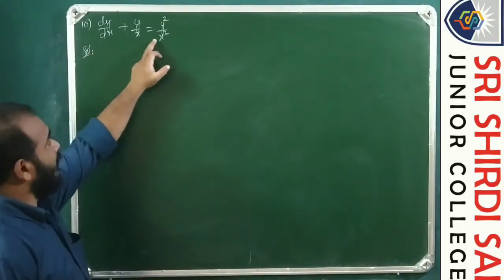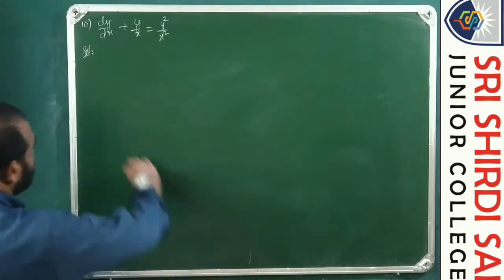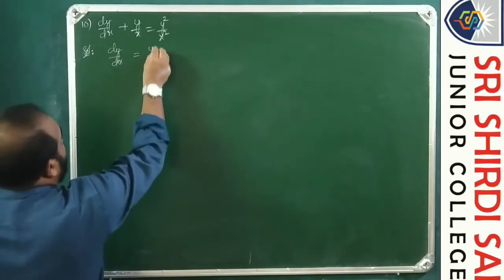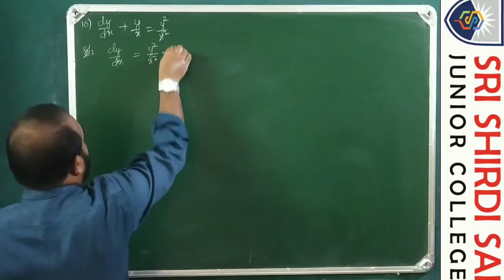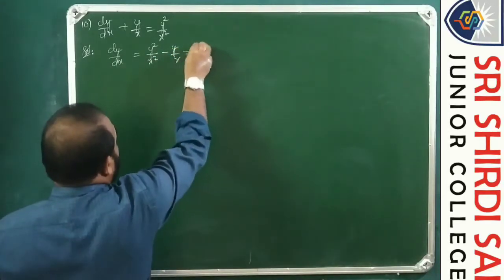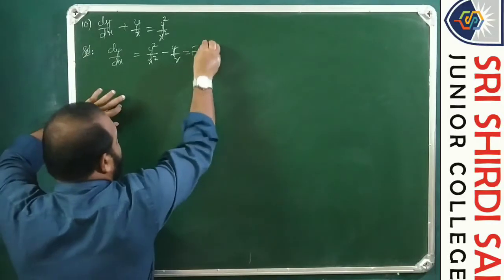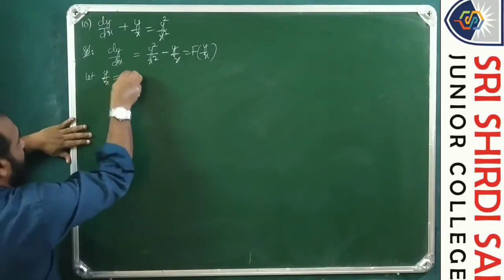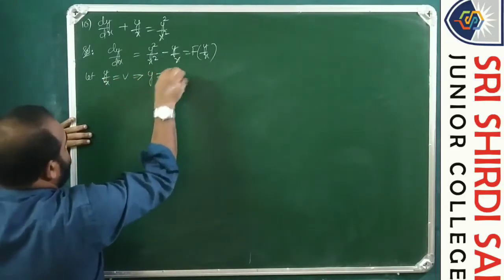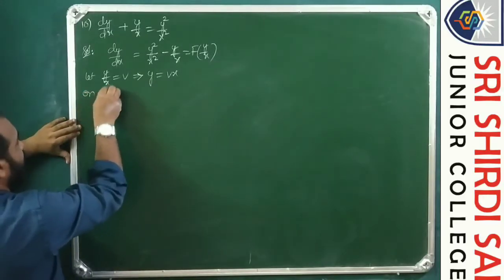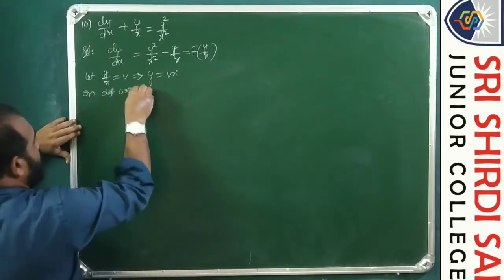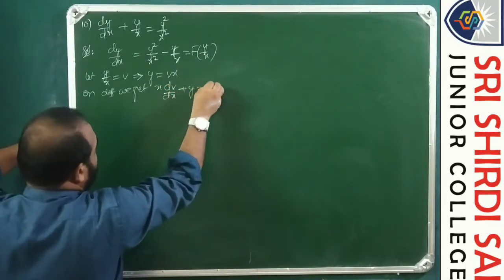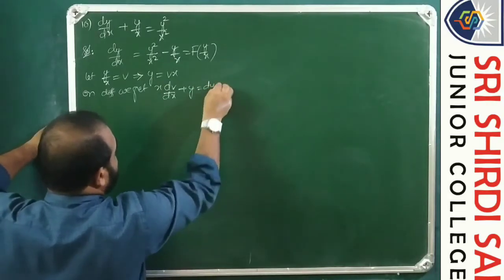Next question: dy by dx plus y by x equals to y square by x square. This is equals to dy by dx is y square by x square minus y by x. Clearly this is of the form dy by dx equals to a function of y by x. So here let y by x equals to v, which implies y is equals to vx. On differentiating we get x dv by dx plus v is equals to dy by dx.